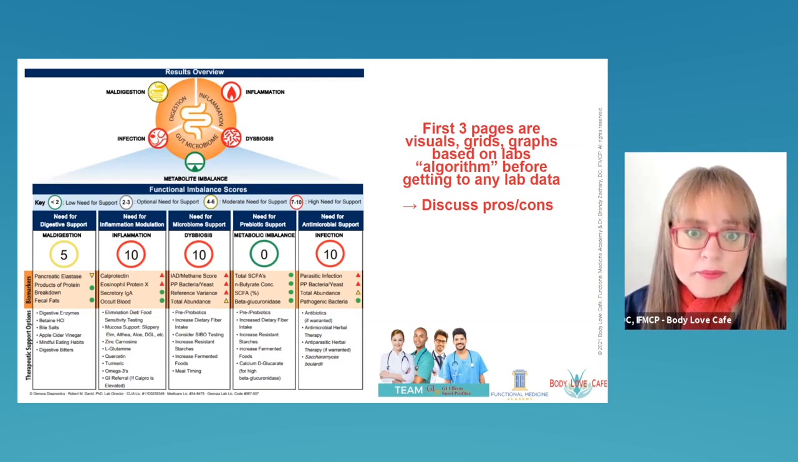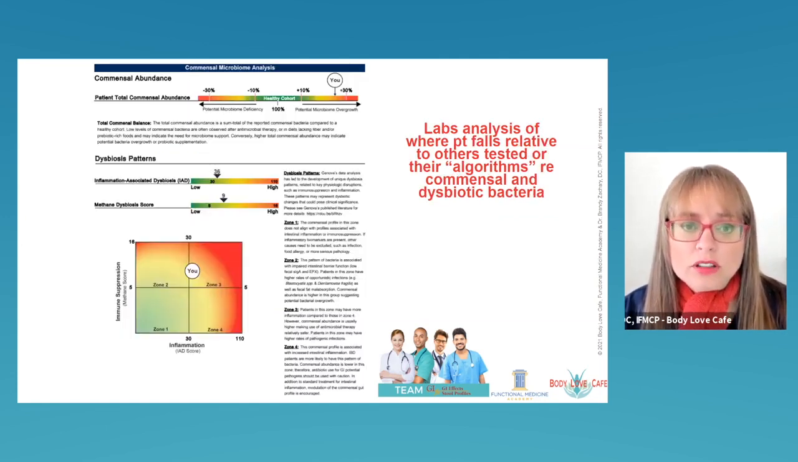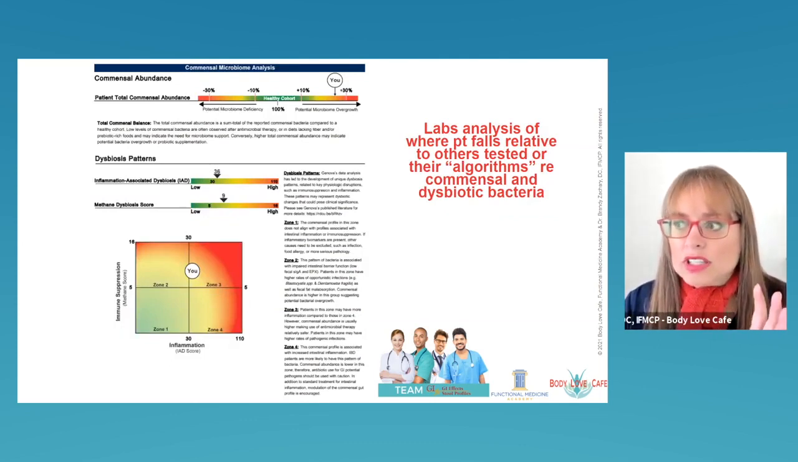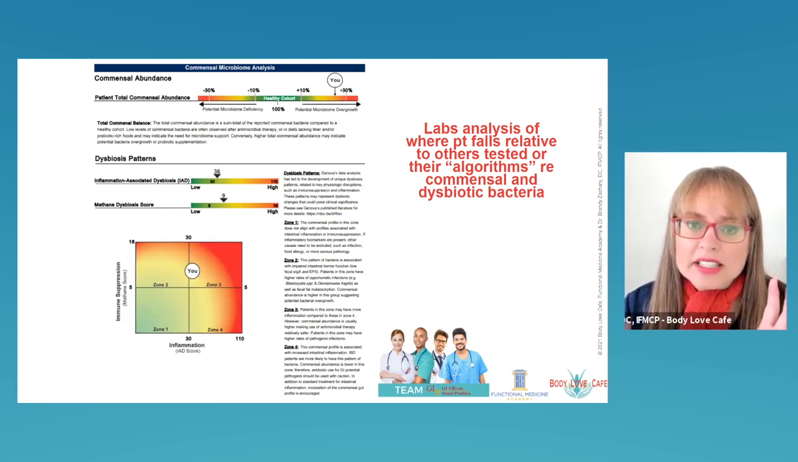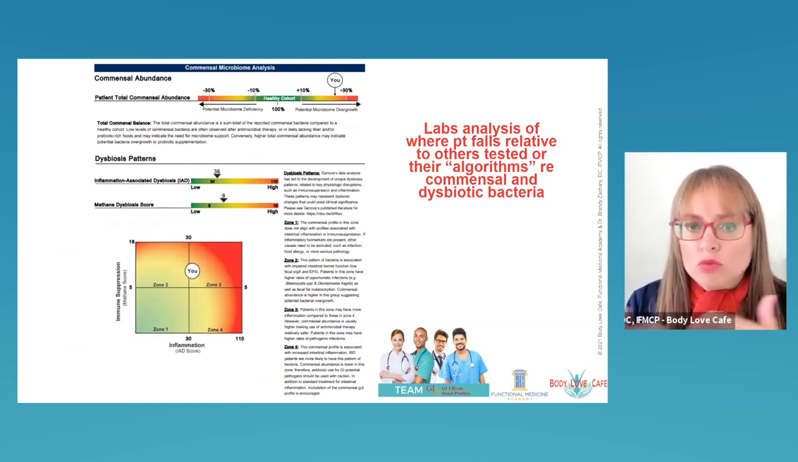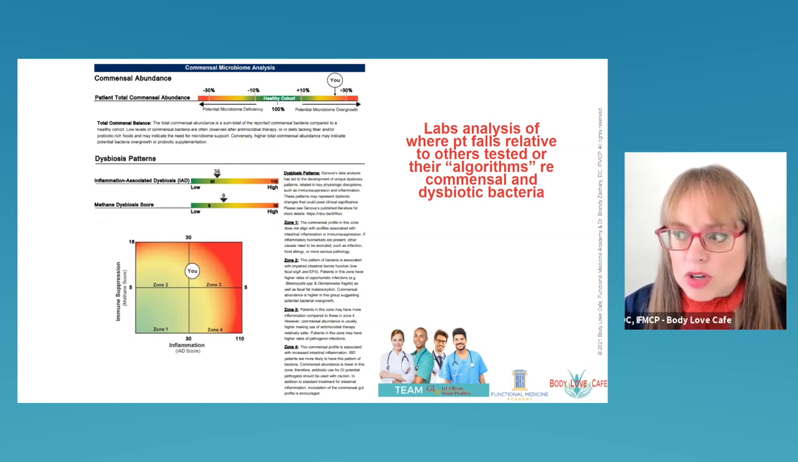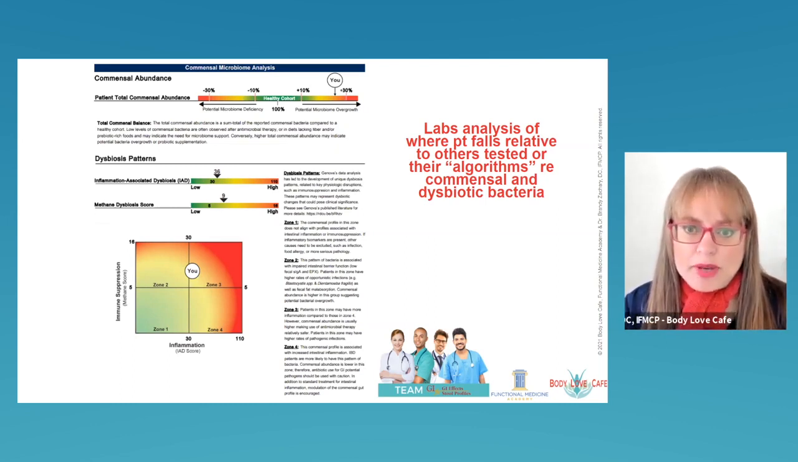So that's page 1. Now, page 2, we're still in the visuals and their algorithms. And you can see this commensurate abundance. This is based on what they see, their history of running labs. Where does this patient fall relative to the rest of the labs they run? And same with the dysbiotic pattern. So that may or may not be helpful to you.